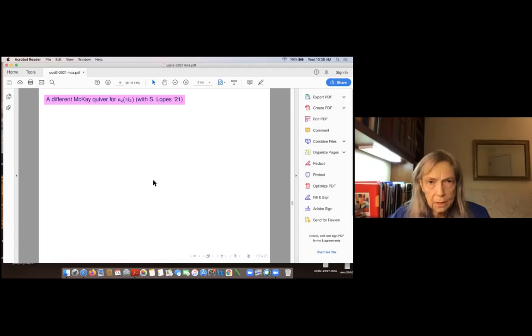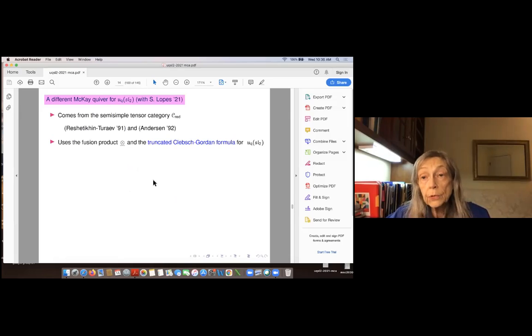I'm going to talk just at the end here about the McKay quiver for U_q(sl2). It comes from looking at the semisimple tensor category, the reduced quotient, and this is joint work with Samuel Lopez. It uses the fusion product and the truncated Clebsch-Gordan formula for the finite quantum group. So here q is a primitive 2l-th root of unity. These are the simples. There are only l minus 1 of them.